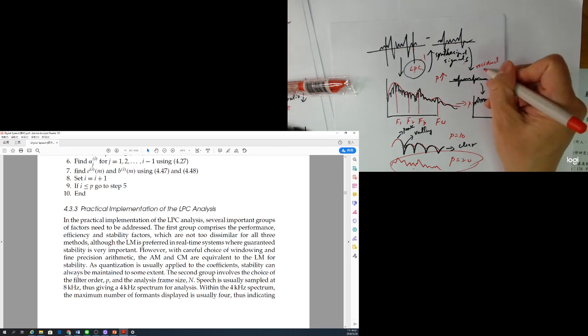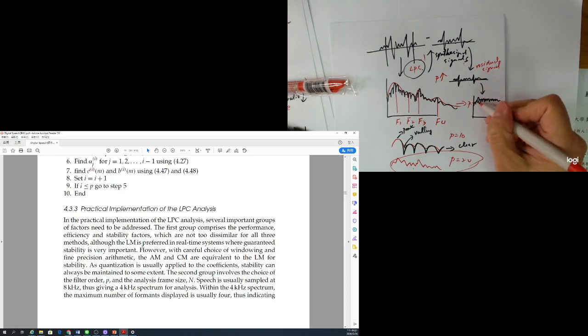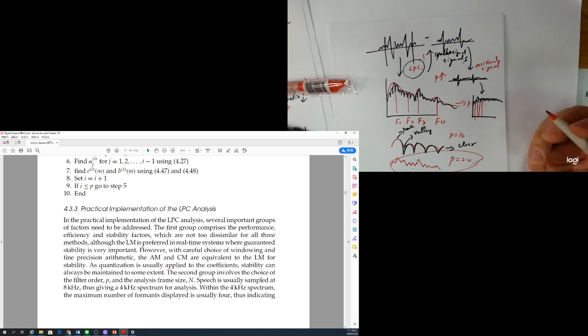So the residual signal, if you go through the frequency domain, has no envelope shape. So based on this, we try to find their harmonics, try to find the fundamental frequency. This one we call the pitch.